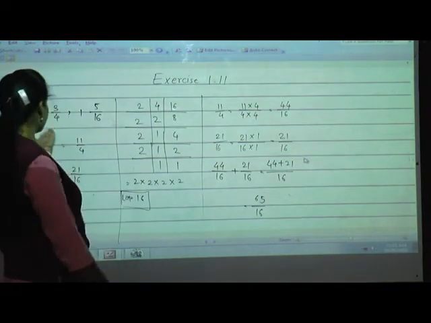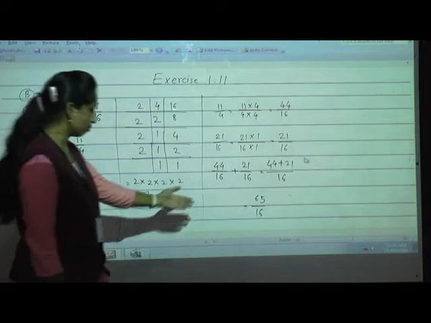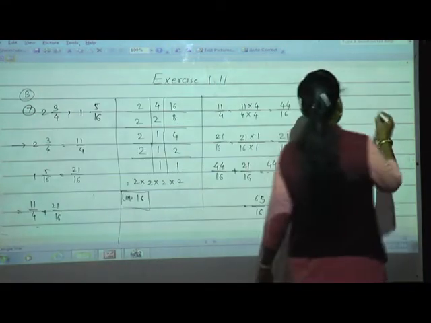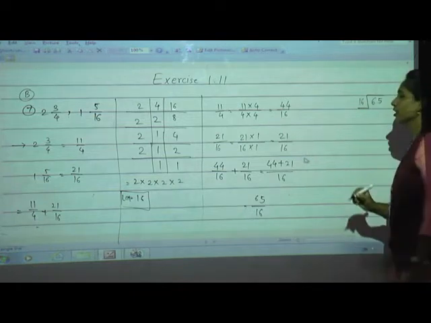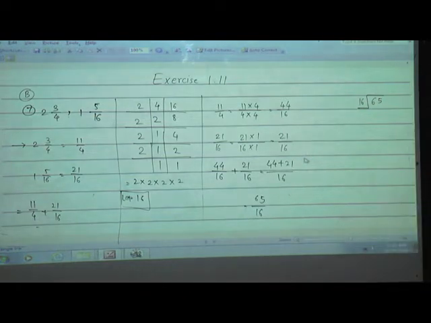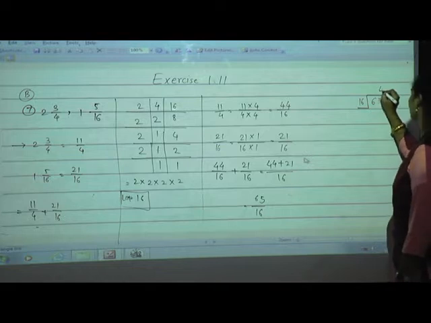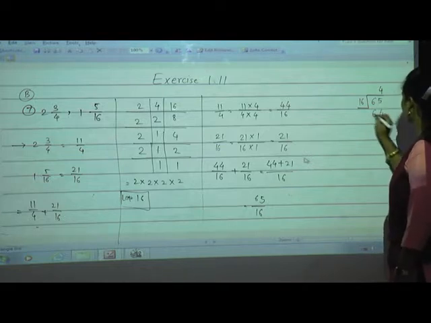But the question is in mixed fractions. So we need to convert this number into mixed fractions only. Now we have to divide for that. Now see, in 16 table 65 is not there, but 16 4s are 64 is there. So we will do 16 4s are 64.